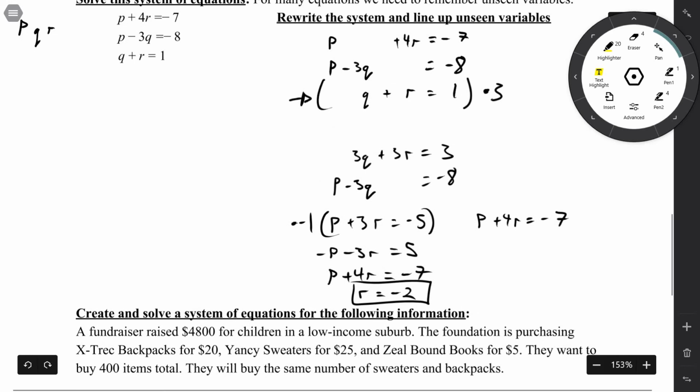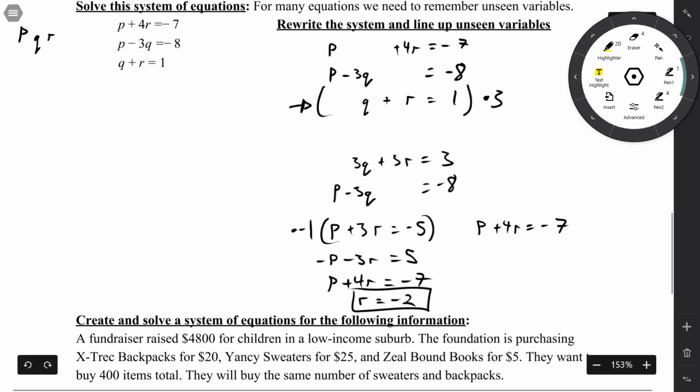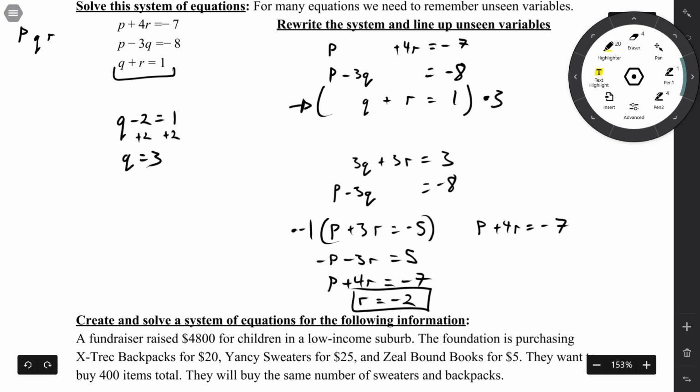Now we can plug everything else in. I'm going to plug it into this last equation that we have, just because the math is going to be easy. So Q minus 2 equals 1. We'll add 2 to each side. So that means Q equals 3.